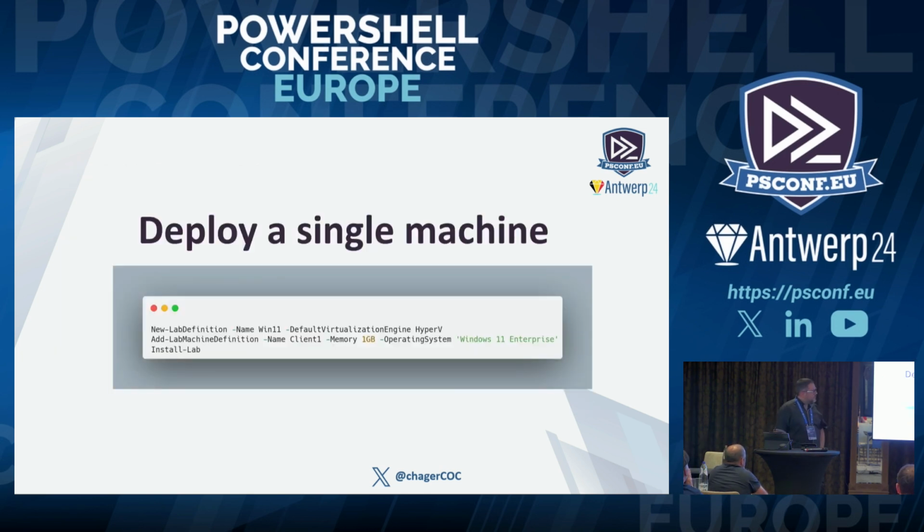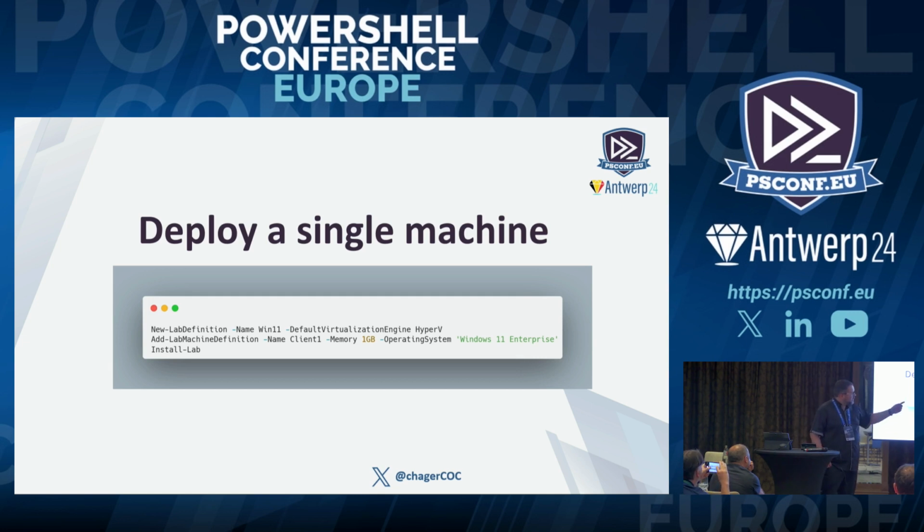So just a quick and dirty example for a single machine deployment in AutomatedLab. We have here what is called a lab definition. AutomatedLab creates XML files, and this lab definition creates those XML files. We give the lab a name. We tell it the default virtualization engine. It's Hyper-V. If you want Azure, just replace it with Azure, and it will target Azure.